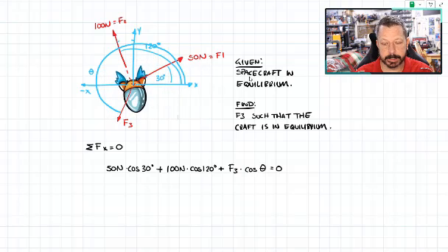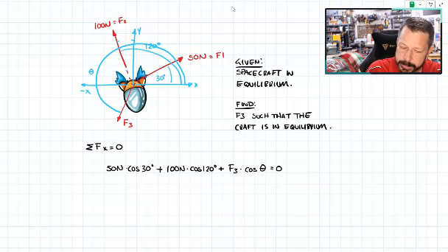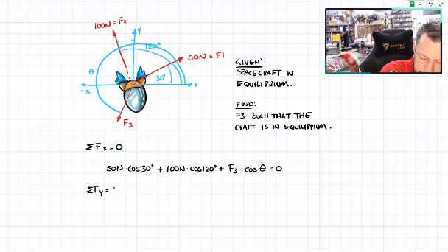Which I said was in static equilibrium up here, so it's not moving in any direction. I can't solve this equation though, because there are two unknowns, F3 and theta, so I have to write more equations. The other equation is similar: the summation of forces in the y direction equals 0.